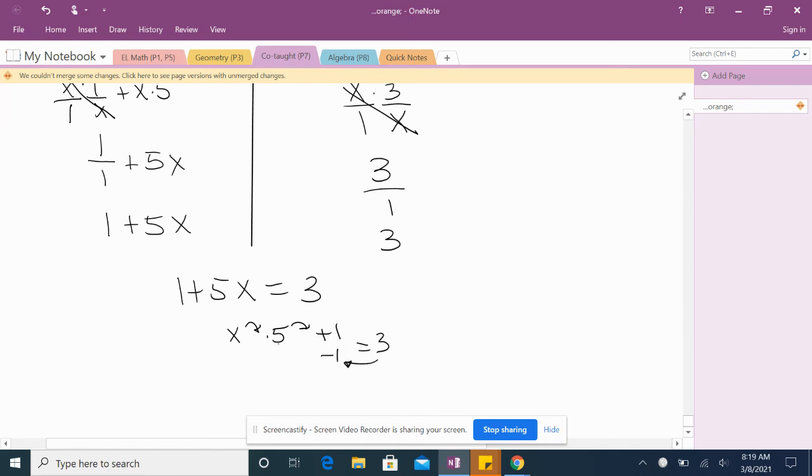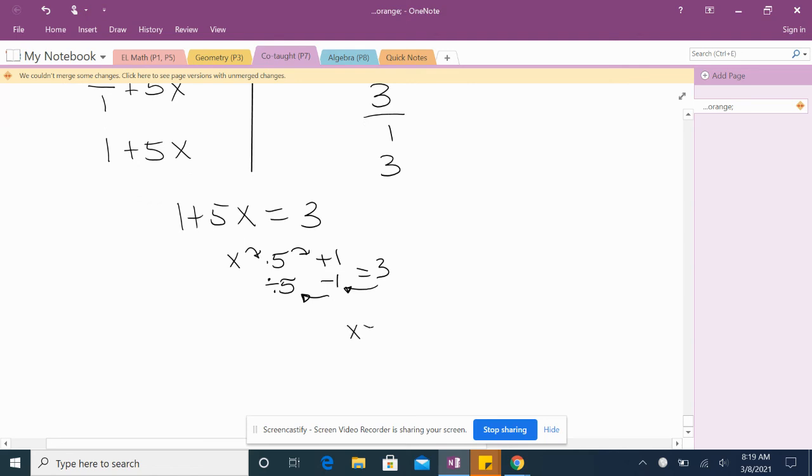And now we do the opposites. We begin with the result. And 3 minus 1 is 2. And 2 divided by 5 is 0.4.